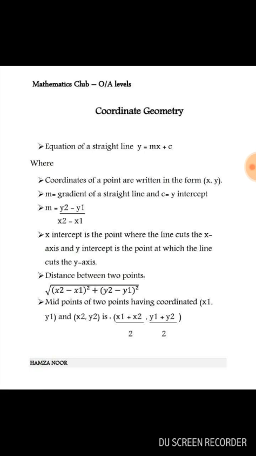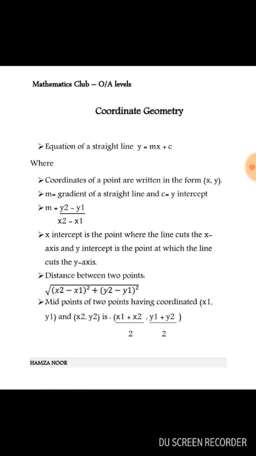The topic is coordinate geometry for O-Levels Maths 4024, O-Levels Admaths 4037, and you will also study this topic in A-Levels Maths P1. So here is basically the summary of this whole topic. In this topic we are going to discuss straight lines, the system of straight lines, its equations, its cases. In order to draw a straight line you need at least two different points.